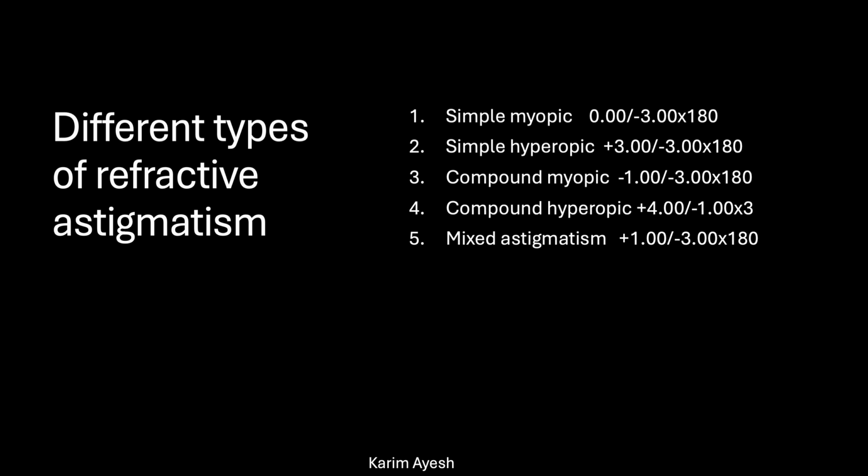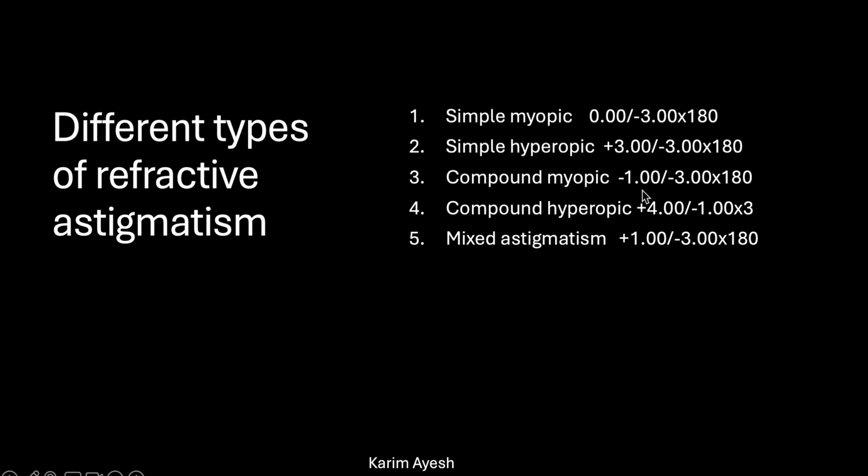Different types of refractive astigmatism are simple myopic, simple hyperopic, compound myopic, compound hyperopic, and mixed astigmatism. And here are some examples. The simplest way to know the type of astigmatism is to transpose it to plus cylinder. Here, as an example, is simple myopic astigmatism. If you have simple myopic astigmatism, no need to transpose it. It's very obvious. One meridian is plano, the other meridian is myopic cylinder.